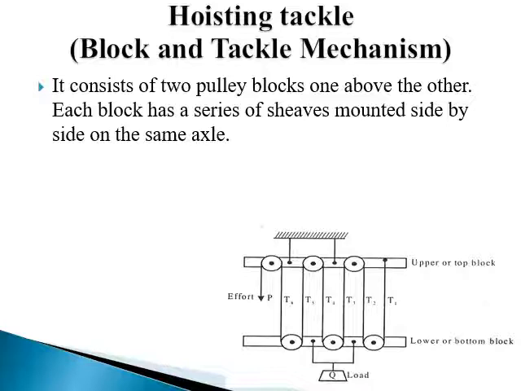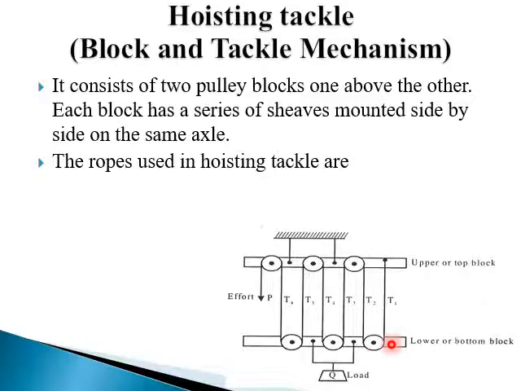It consists of two pulley blocks, one above the other: the upper or top block, and the lower or bottom block. Each block has a series of sheaves mounted side by side on the same axle. You can see the sheaves, or the pulleys, attached on the same axle, in both the top and bottom blocks.